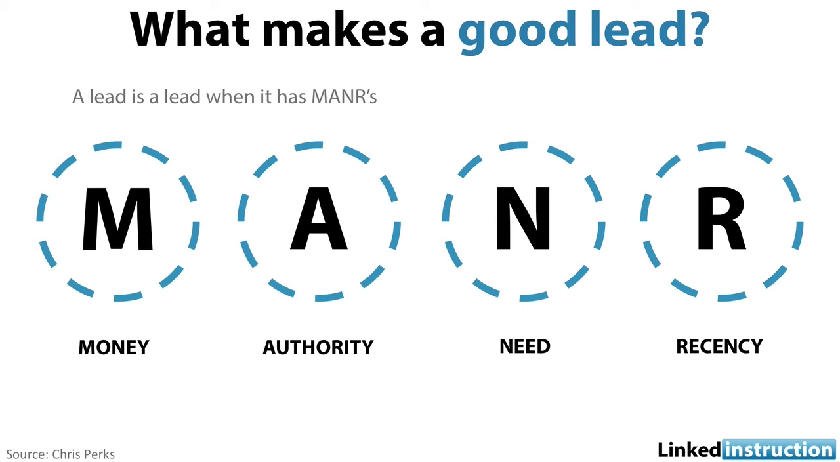So just to recap, the money, the authority, the need and the recency, these are the things that we look for when trying to target prospects and leads on LinkedIn. In the remaining lectures in this module, I'm going to show you ways in which you can understand if they have the money, authority, need and recency to identify them as the best possible prospect and lead for you and your business.